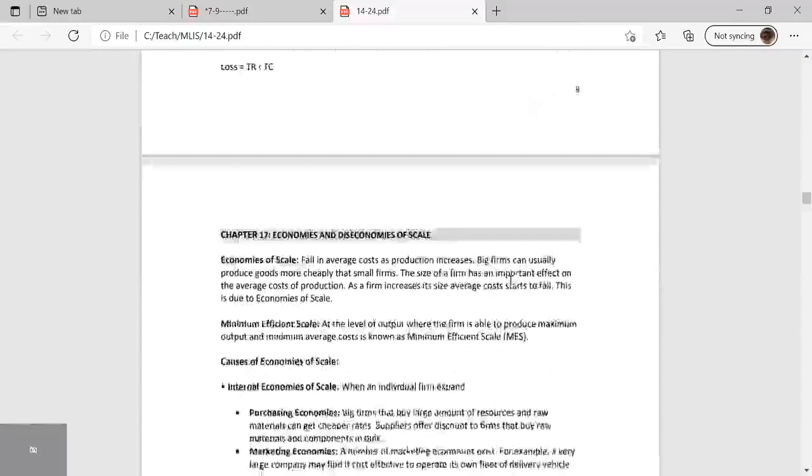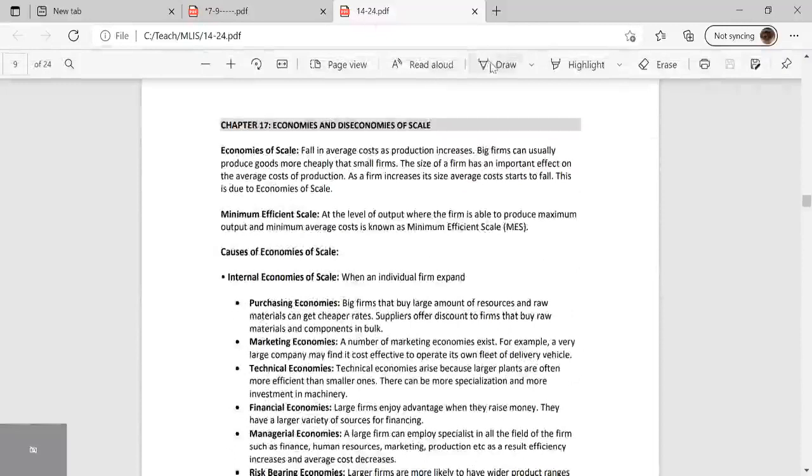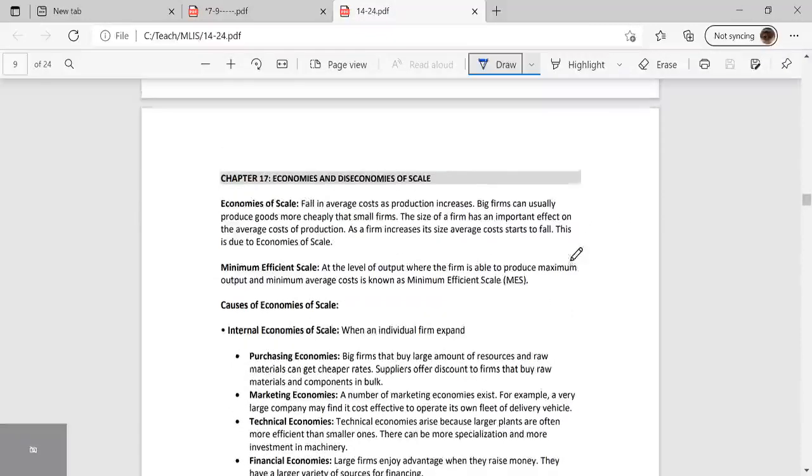Okay, so let's continue with chapter 17, economies of scale and diseconomies of scale. In the previous chapter we already discussed the average cost curve, so this chapter is related to that. See, the average cost curve looks like this, right? It looks like a U.